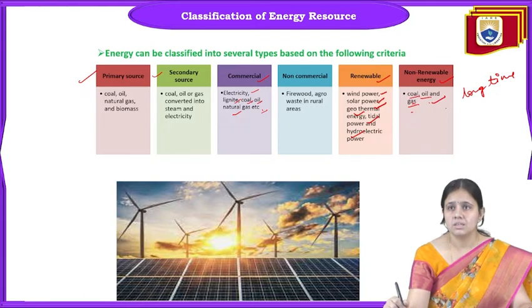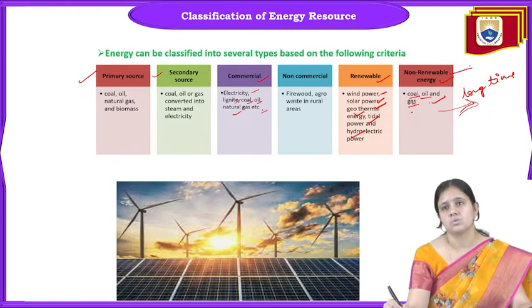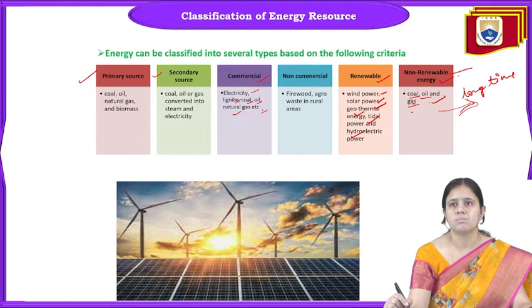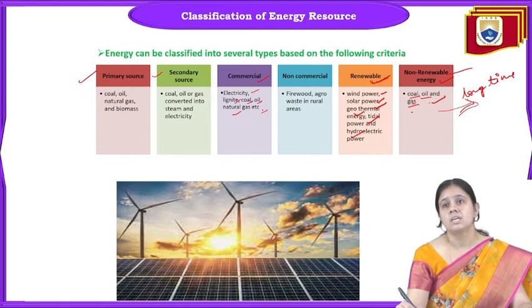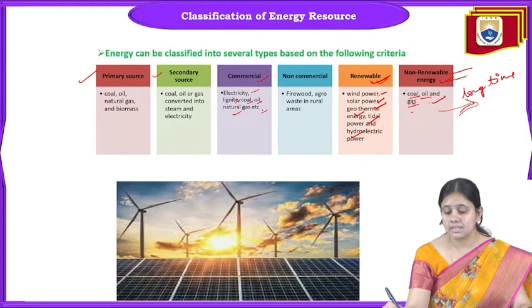So these come under the non-renewable form of energy, and they are also called a traditional form of energy, because we have been using this energy since ancient times. Renewable is called non-conventional energy resource and non-traditional energy resource. Non-renewable is called conventional energy resource and traditional energy resource. We call it like that also.